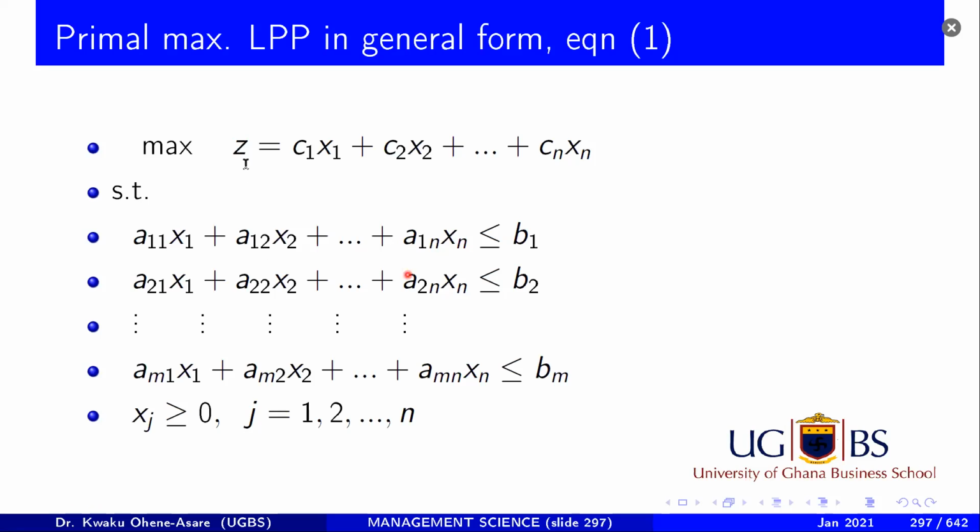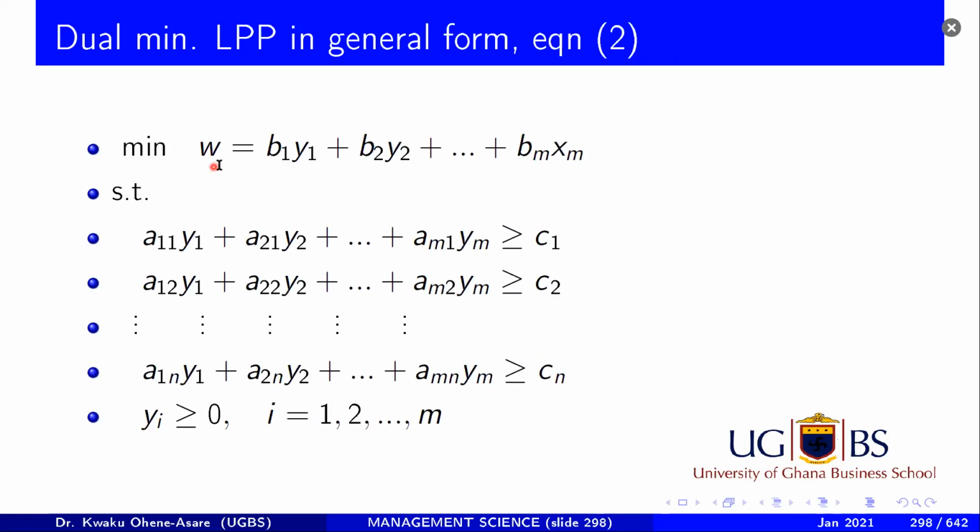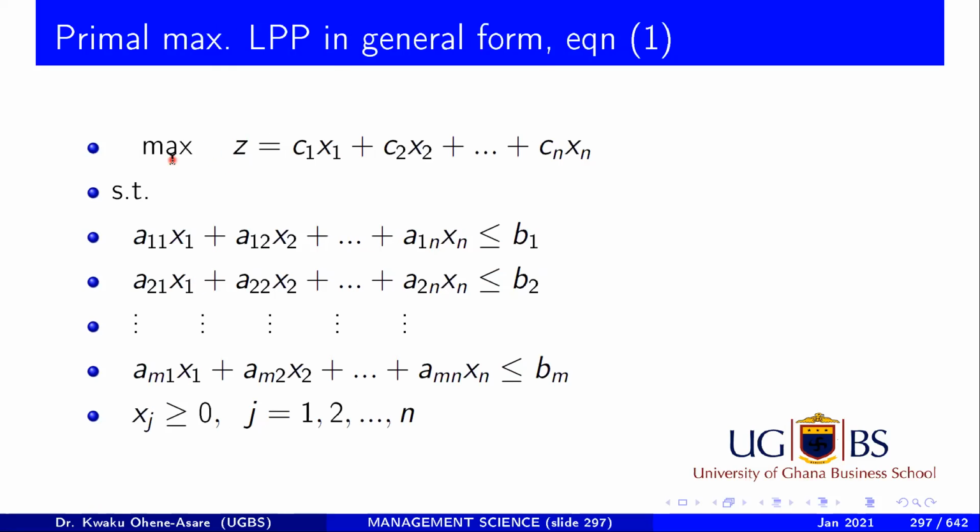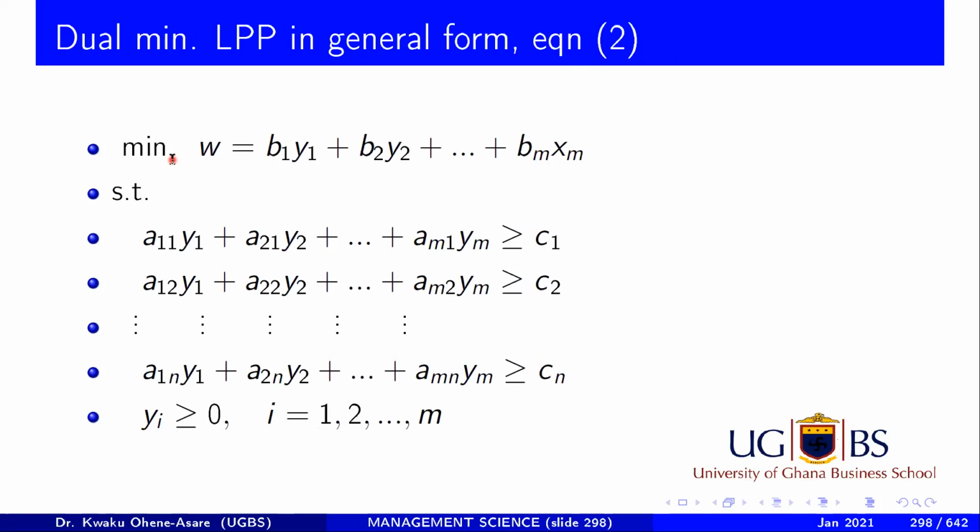This is maximizing Z. But watch here, we are minimizing W in the dual. The dual is a minimization of the maximized primal. So it's the same thing, but watch the way the movement is, because it's a movement that guides you. The minimization, which is the dual for the primal above, the dual here is W equals B1 Y1. So instead of the X's, we have the Y's to represent the decision variables here. But we'll come to know what their decision variables are.